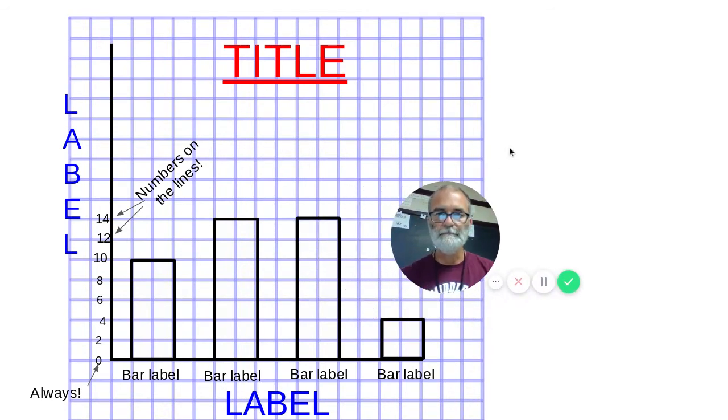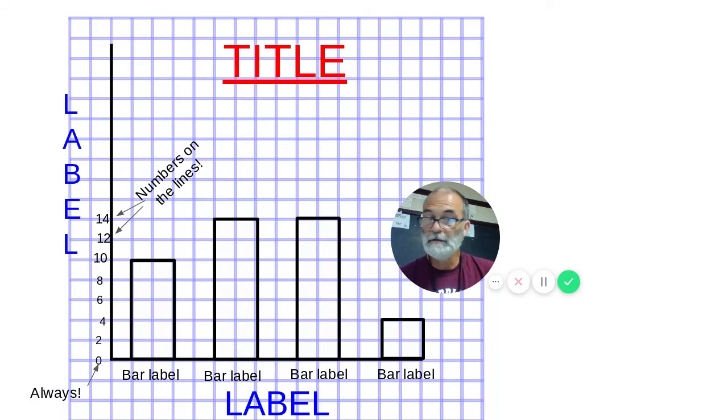You can see in red, I've got a title. The blue are the labels. They tell what those words or numbers mean. The numbers are evenly spaced. The bars are evenly spaced. I have a label under each bar that tells what the bar is going to be about. That bottom line is always going to be 0. And then from there, you count upward and even numbers.